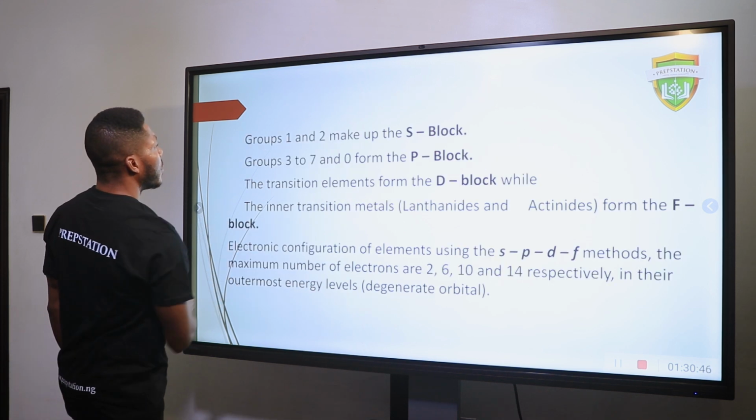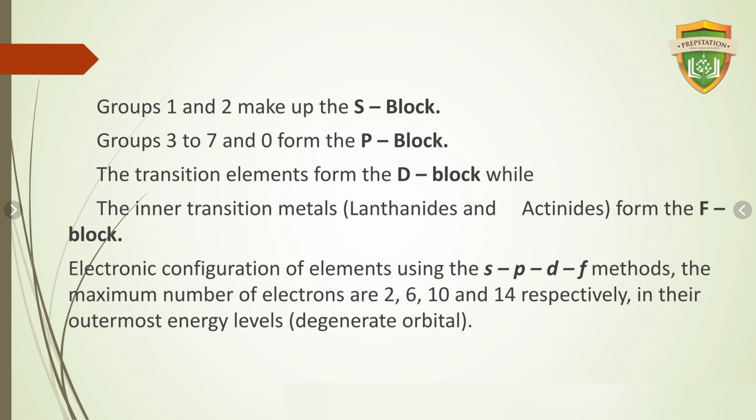All right. So group 1 and 2 make up the S block elements, as I said before. Then group 3 to 7 and 0 make up the P block elements. Transition metals in between group 2 and group 3 give us the D block. Then the lanthanides and the actinides, which are the inner transition metals, give us the F block in the periodic table.